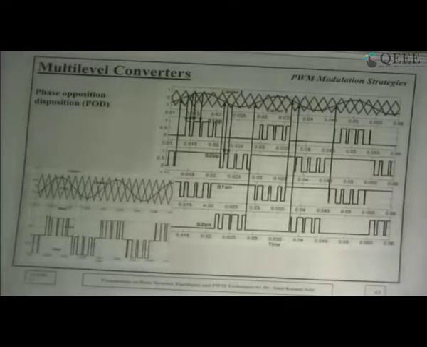I want to say that multi-level is a specialized field. We have seen that just by going from 2 level to 3 level, the number of vectors increased from 8 to 27. And for 5 level, it will be 5 raised to 3, that is 125 vectors. So it's a very complex field, and you can see that a lot of people are doing research here.